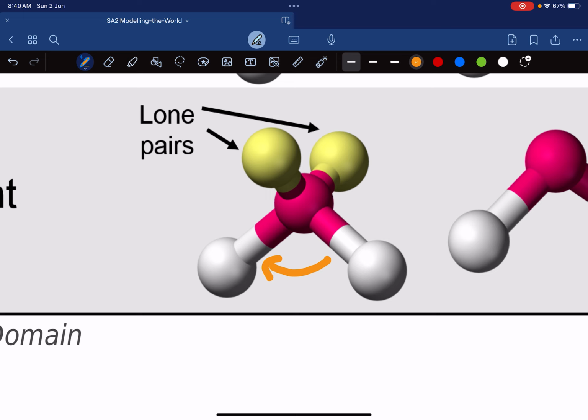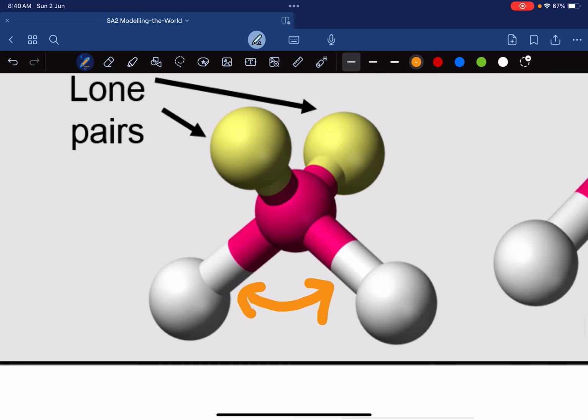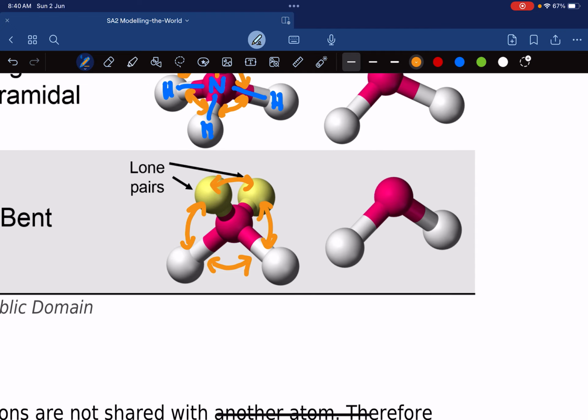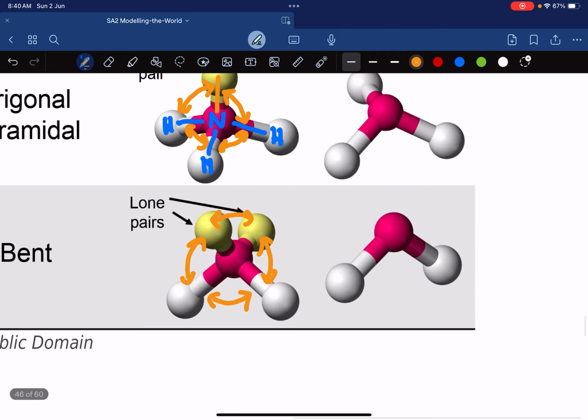And finally, in the case of water, these two are bonded pairs, so they have repulsion among themselves. But the lone pairs also have repulsion among themselves. They also hate each other. And in that process, they also repel the bonded pairs. So there is so much repulsion going on. First, the lone pairs push each other. And then the lone pair pushes the bonded pair. And the bonded pairs push each other. Everybody's pushing each other. And that is why the shape of the molecule becomes bent. From 109, it drops to 104.